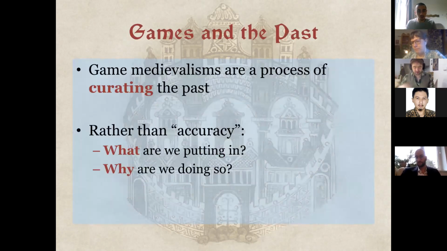So a few things to bear in mind about how I think about this stuff as we go through the rest of the talk. Firstly, I want to focus on the idea of game medievalisms as curating bits of the past, rather than thinking about this from an accuracy perspective. The problem with accuracy is that ultimately, as a whole, a game is never accurate. And indeed, what I'm going to be talking about is mostly fantastical. But the question of what we are putting in, what we are taking from the past to use in our game, and why we are doing that, and what we are leaving behind, I think is a more interesting framing to bear in mind.